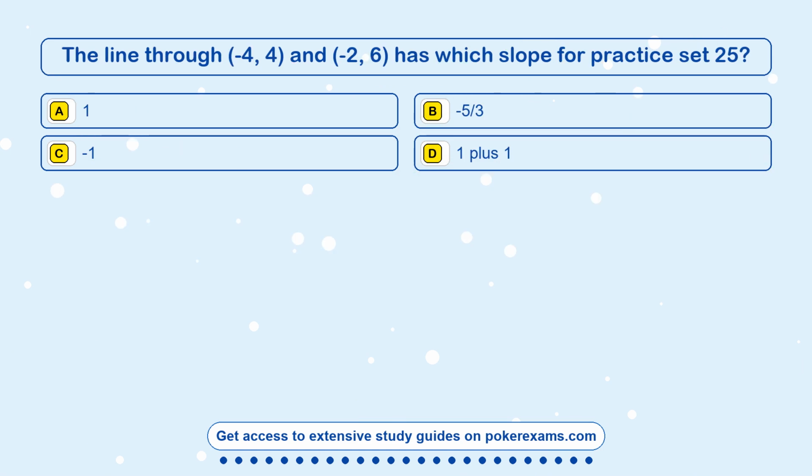Question 13. The line through minus 4, 4, and minus 2, 6, has which slope for practice set 25? Option A 1. Option B, minus 5/3. Option C, minus 1. Option D 1 plus 1.